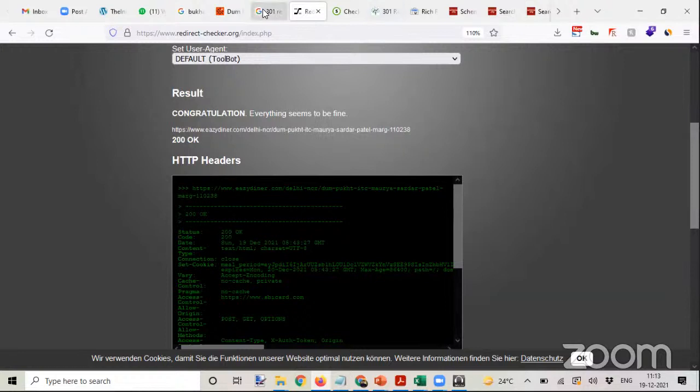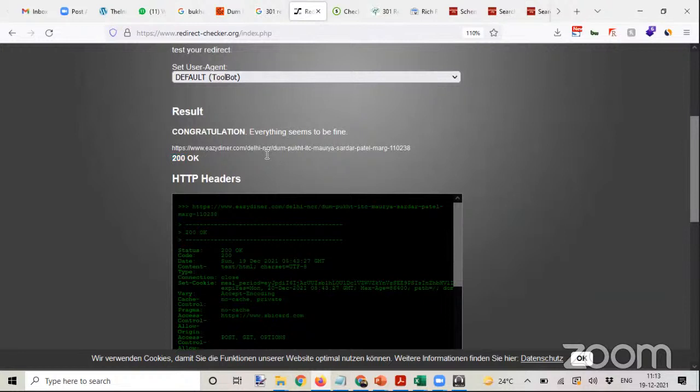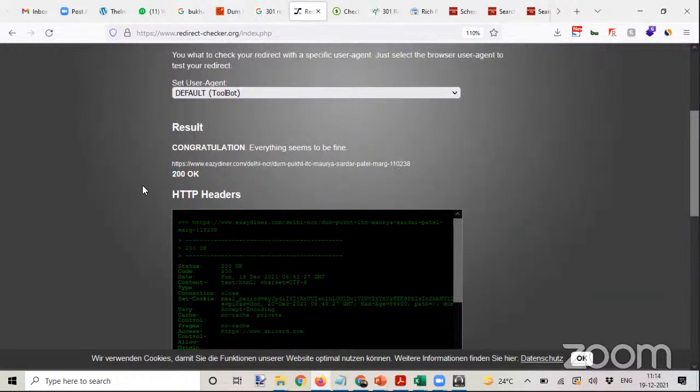If you have any page which has got 301, then here it will come as 301, and it will showcase the URL you tried to fetch, and then the new URL it is being redirected to. So the 301 code means it is being redirected to another page.